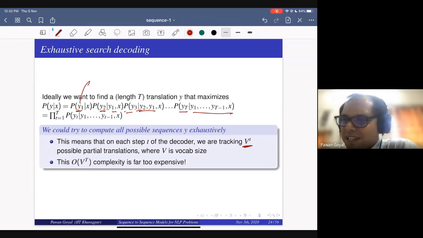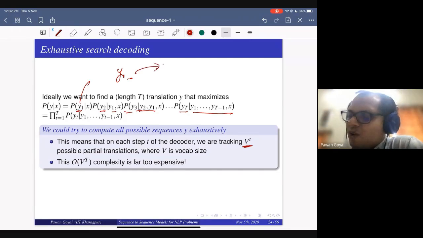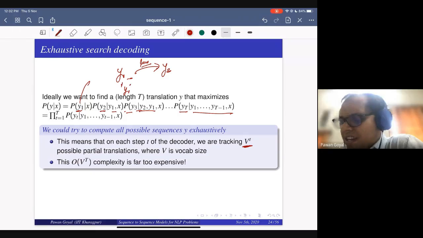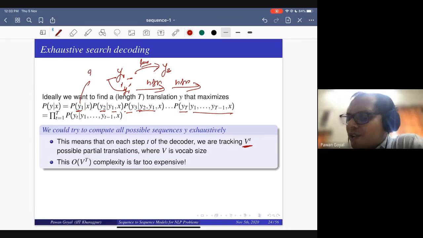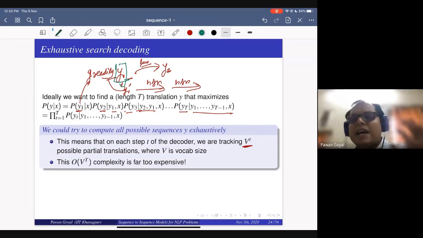It need not be the maximum probability, because it may happen that one particular y1 is giving you a very high probability, but when you start from y1 and go to y2, this probability is very low. On the other hand, if you would have taken the second choice, y1 prime, and then you go further, that gives you a higher probability. But in greedy, when you choose greedily, I'm already fixating on y1. I will not go to y1 prime at all. So I'm missing out on the other sequence that later on might have given me a better translation.